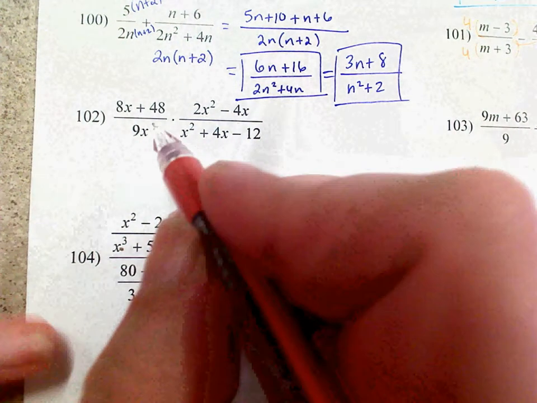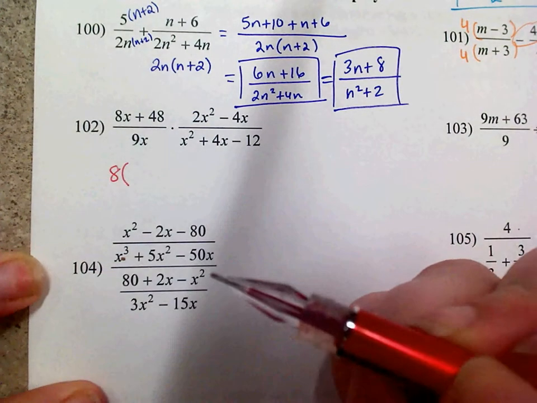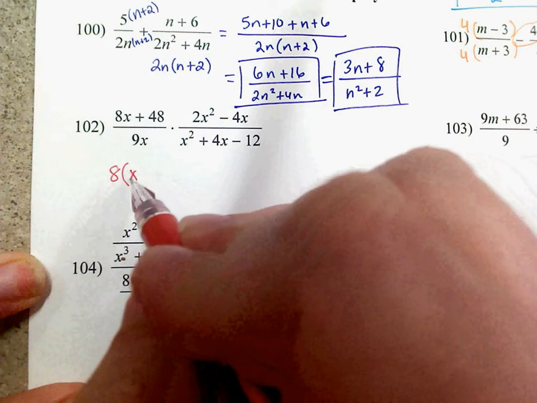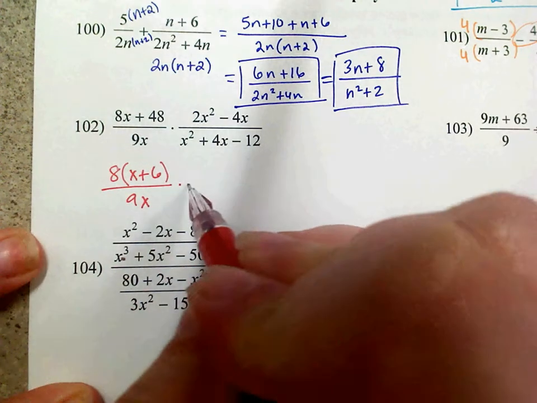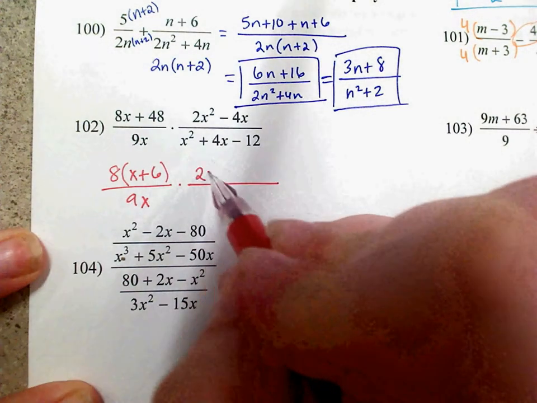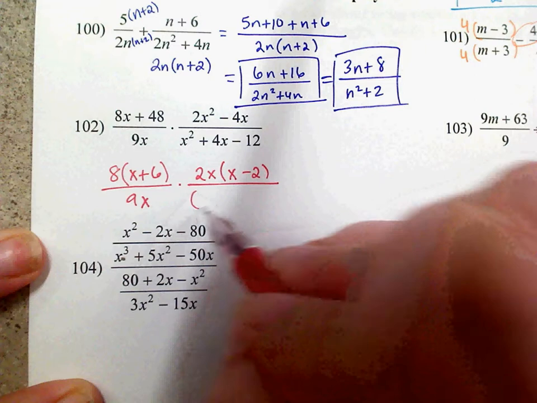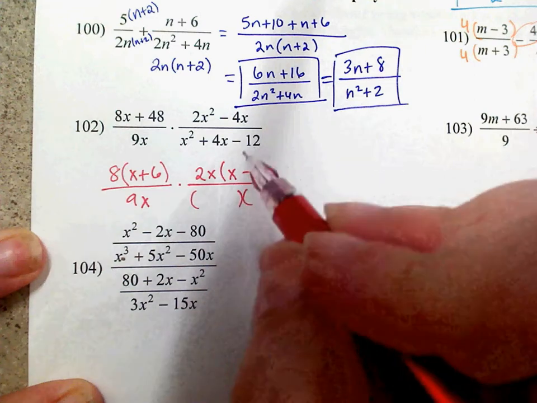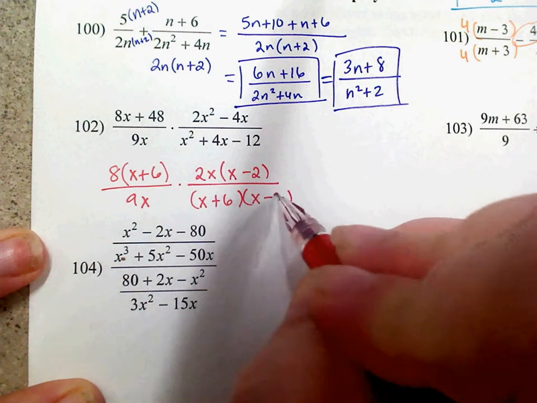The goal is to simplify if possible. So I want to factor out as much as I can, see if anything simplifies. I'm going to factor out an 8 from this numerator, and I'm left with x plus 6. 9x doesn't factor, so I'll leave it like that. I'm going to factor out a 2 and an x from this one, leaving me with x minus 2, and then I'm going to factor this quadratic. The factors of negative 12 that add up to positive 4 are positive 6 and negative 2.